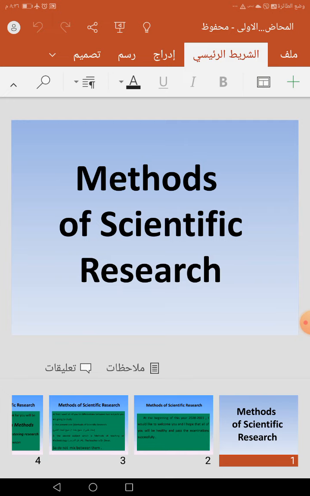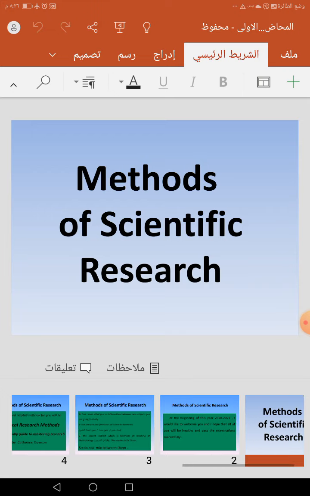What do you mean by research? The meaning of search. Research means to investigate, to search for something, to search for knowledge.